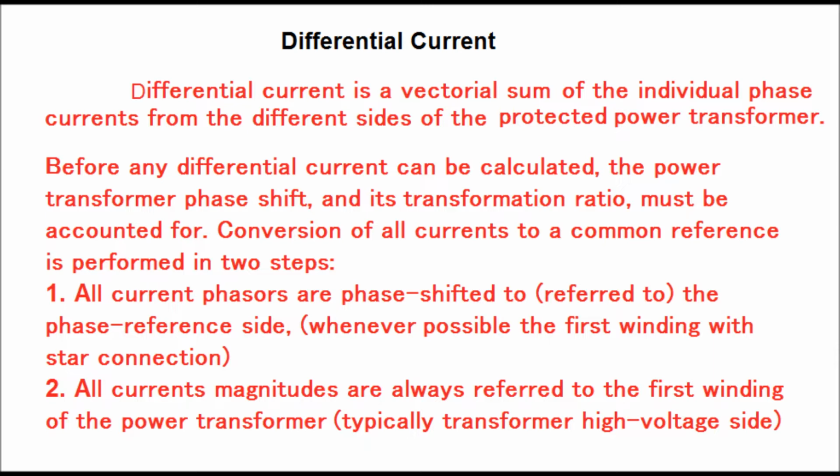Number two, the current magnitudes are always referred to the first winding of the power transformer. That is, if it is a Y delta type transformer, then the LV side current magnitudes are converted to the HV side, or star connected reference side. Then the differential current is calculated as a vector sum of the individual phase currents. This is the philosophy for calculation of differential current in the ABB make RET 650.